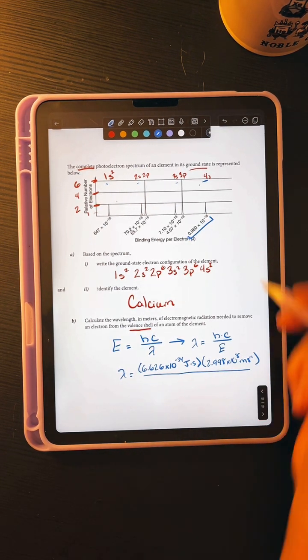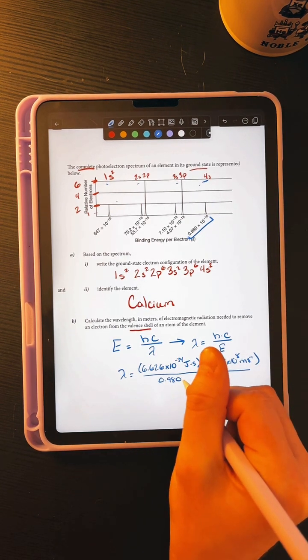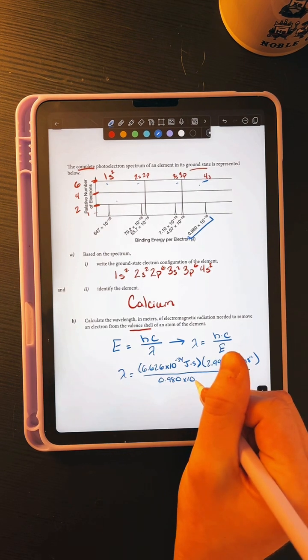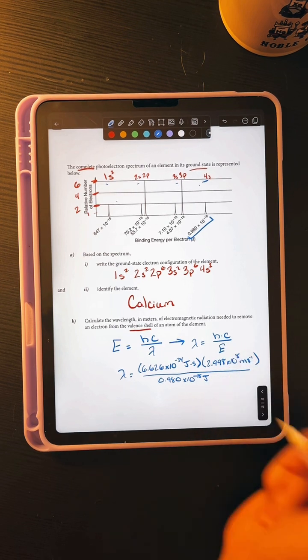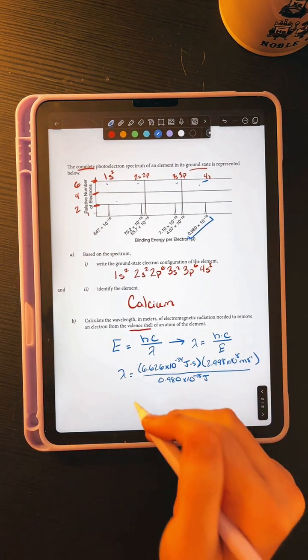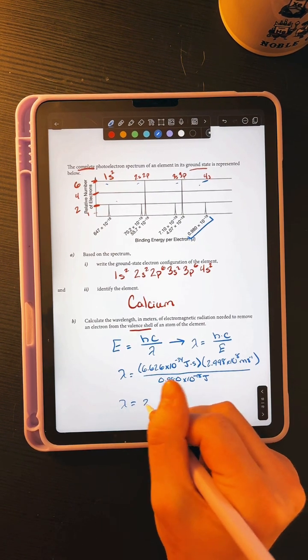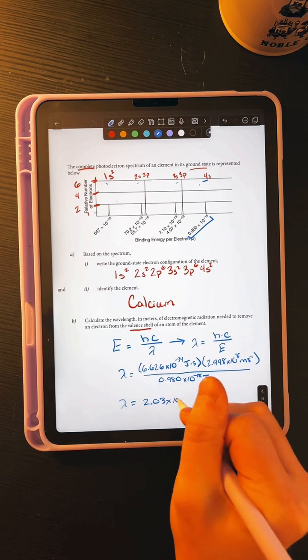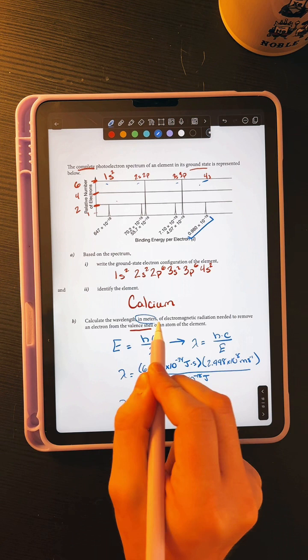And then our energy from above is 0.980 times 10 to the negative 18 joules. When we solve this out, we get a wavelength equaling 2.03 times 10 to the minus 7 meters. And remember, we're looking for it in meters.